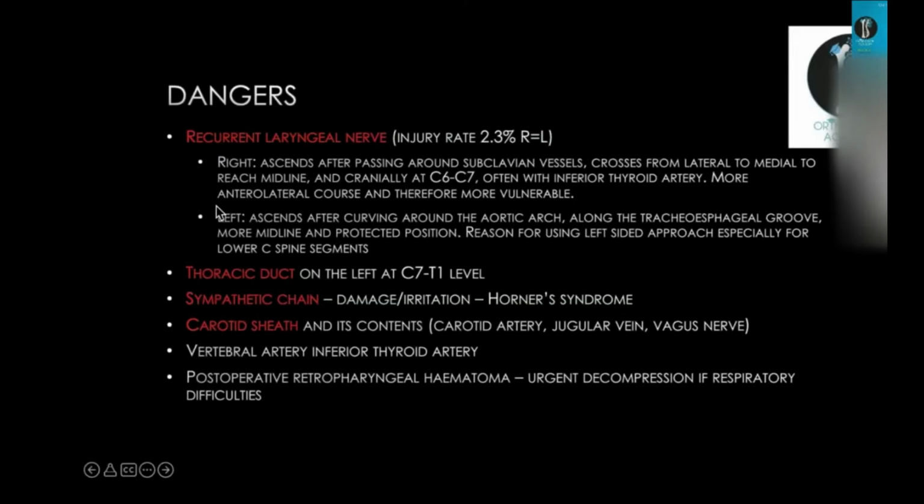On the left side, the recurrent laryngeal nerve is slightly more protected, but you've got the thoracic duct on the left side. So that's, you know, it's your choice, whichever one you want to go. But there's a risk with everything we do. So that's your recurrent laryngeal nerve, thoracic duct, C7-T1, your sympathetic chain, Horner syndrome, your carotid sheath. Any of these big red, blue things is going to be bad.